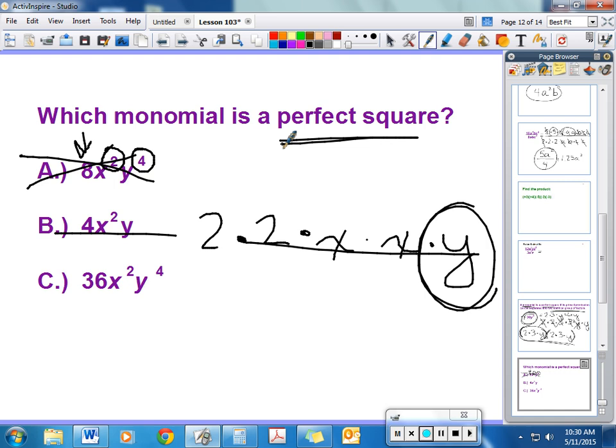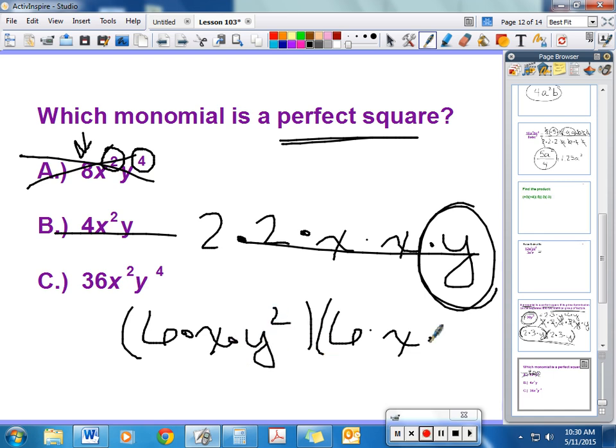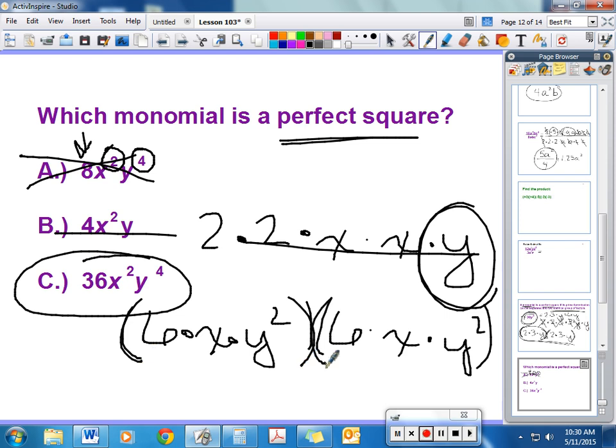Let's try the 36. We know that the square root of 36 is 6, so I could put a 6 in each group. I can put an x in each group. And I could put a y squared in each group. As you can see, 36x squared y to the fourth is a perfect square because I can break it up into 2 identical groups multiplied together to equal the 36x squared y to the fourth.